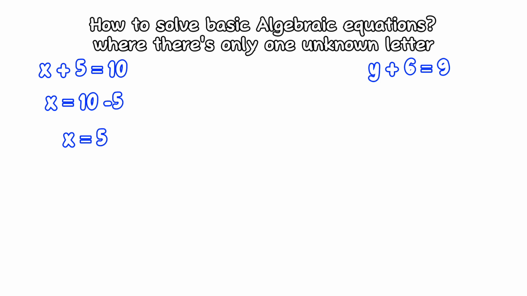We apply the same steps on the other equation. So y + 6 = 9. If we move plus 6 to the right side, it becomes minus 6. So 9 minus 6 becomes 3. Remember that these steps are only applicable to equations with only one unknown variable.